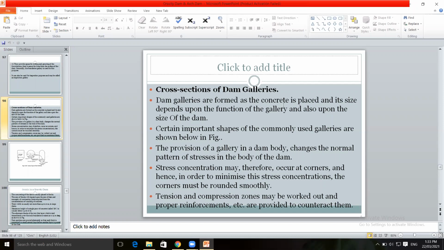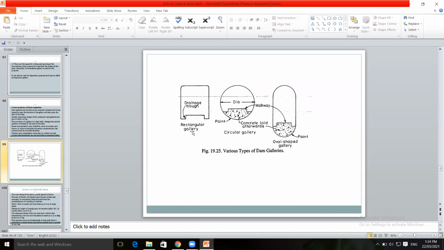So dam galleries are formed as the concrete is placed. The dam galleries are formed, and its size depends upon the function of the gallery. For which purpose this gallery is provided, and also depending upon the size of the dam. So these are the various shapes of galleries: rectangular gallery, circular gallery, and oval shaped gallery. These are the various types.